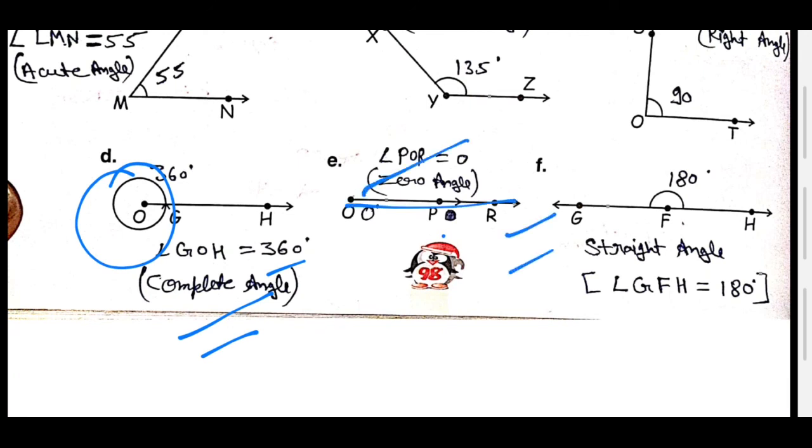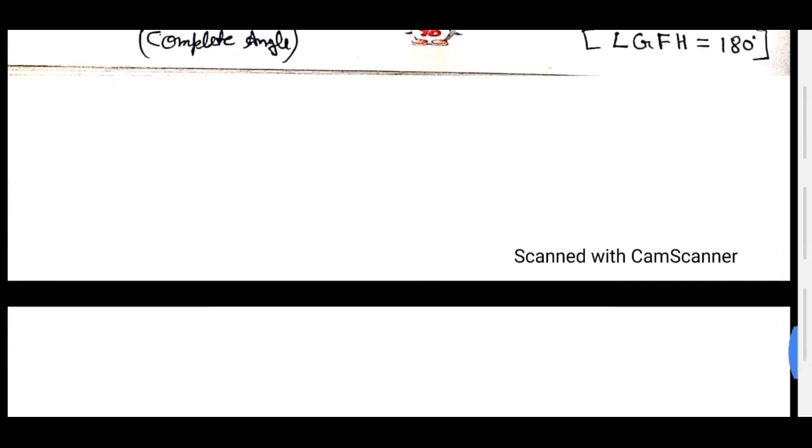Now come on, F1 is what? Straight angle. So it is what? 180 degrees. Straight angle is what? 180 degrees. And what is the name? The name is GFH. GFH. And what is the symbol of angle?